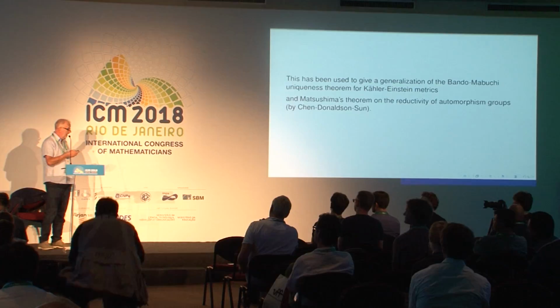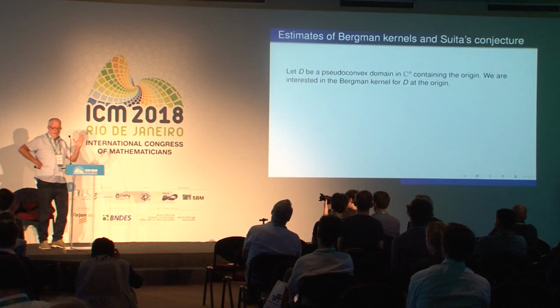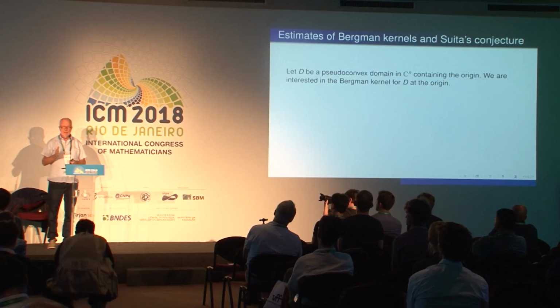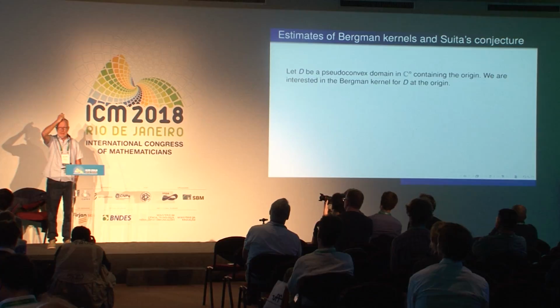So let me just give very quickly a last application. So we've been looking at a situation where we have families of varying complex manifolds. We have looked at a situation where we have a fixed manifold, but a metric on a line bundle that changes. And now, at the end, we will look at something where we don't have any family at all. At the outset of the problem, nothing varies.